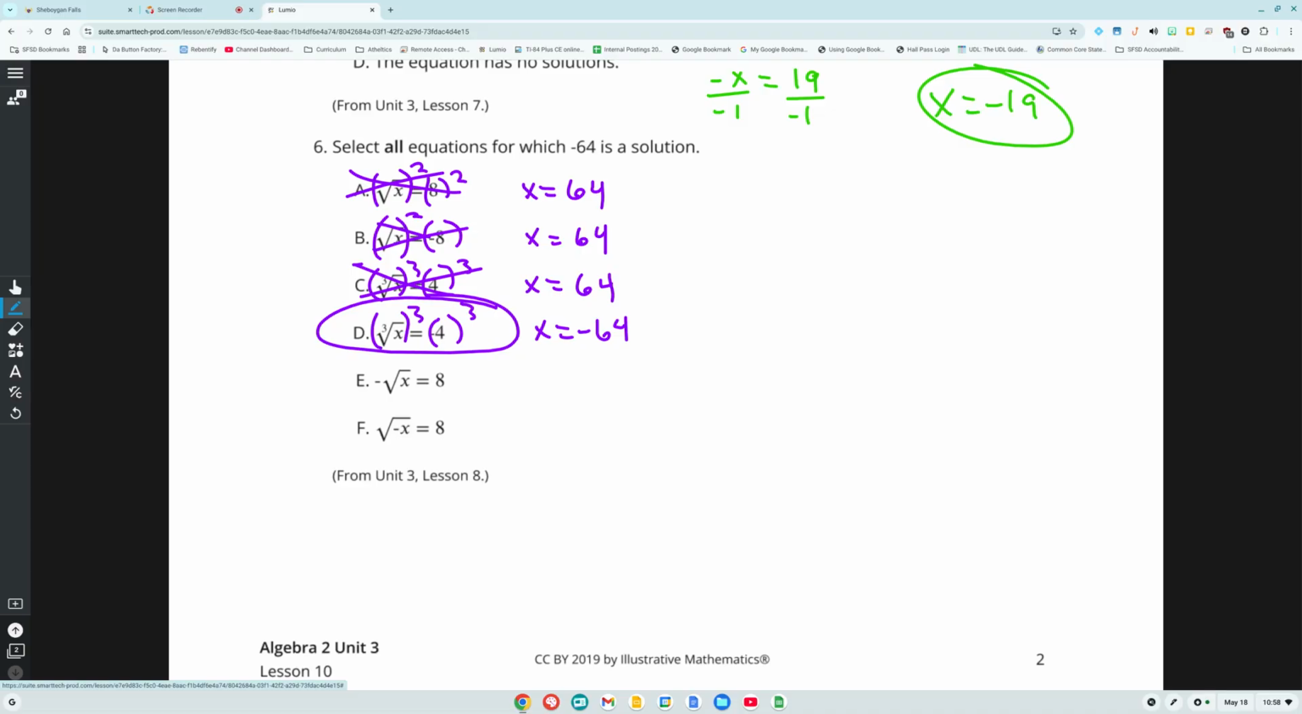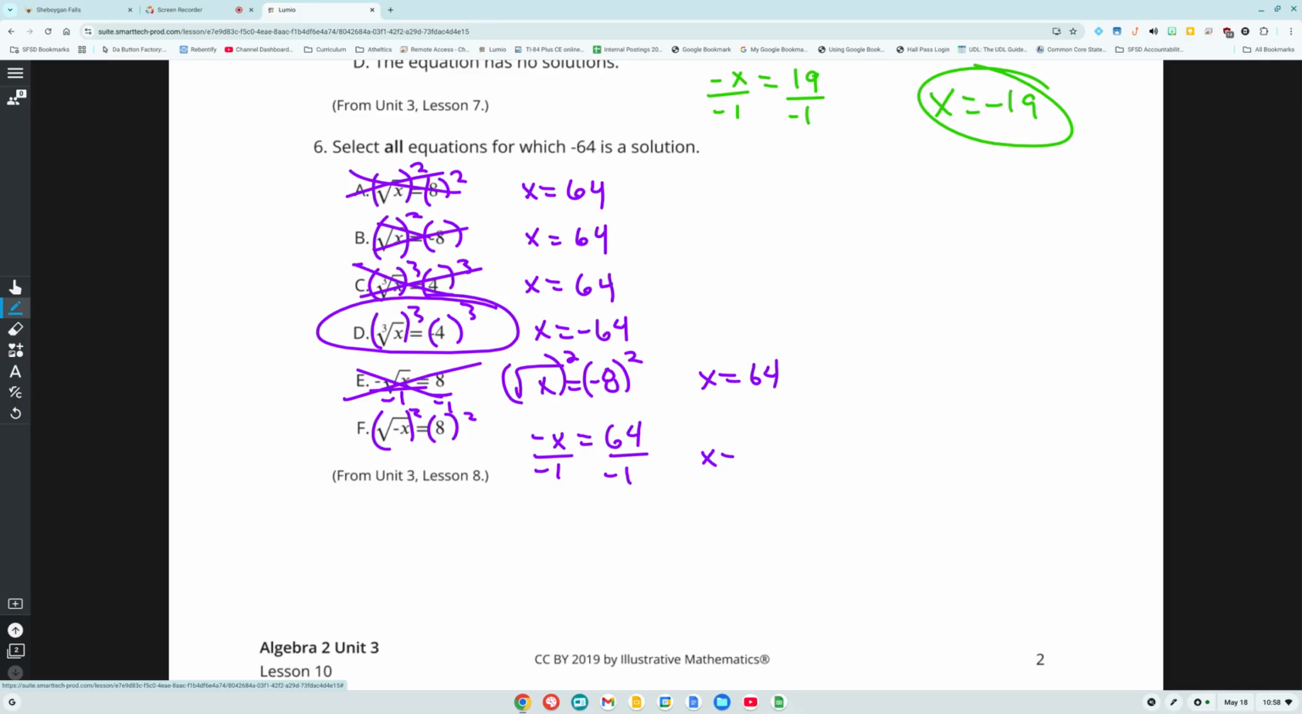Next one, I would undo the multiplying by negative 1 by dividing by negative 1. And if I were to do that, I get the square root of x is equal to negative 8. And now when I square both sides, we can tell that this is pretty much what we had earlier. I get x is equal to 64, so E doesn't work. And then in this case, if I were to square both sides, I end up getting negative x is equal to 64, divide by negative 1, and we get x is equal to negative 64. So we do actually have two options in this case. We have D and we have F.